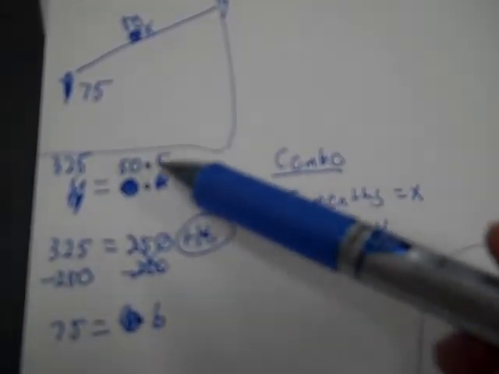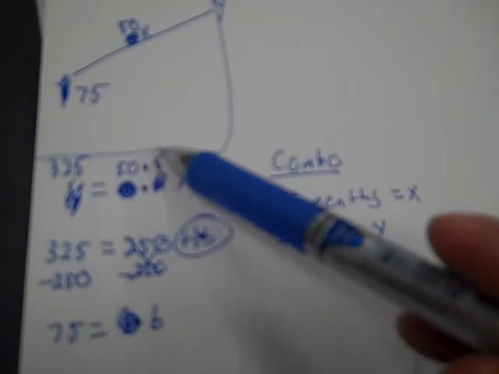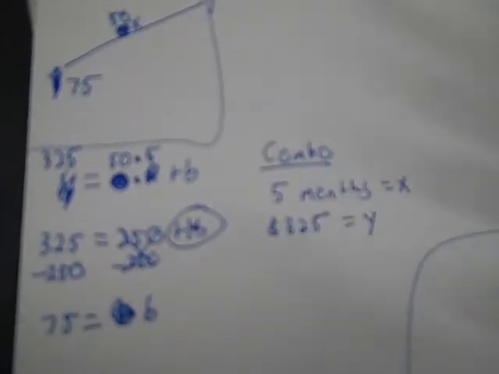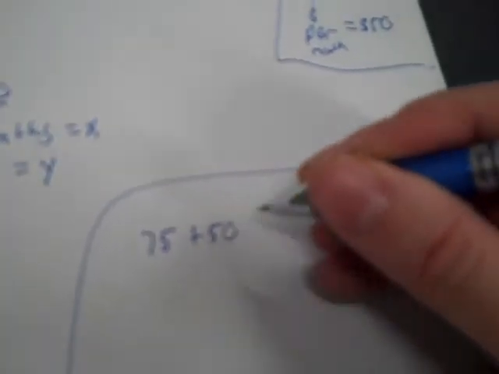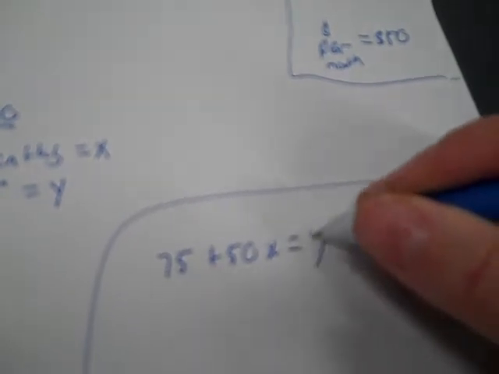And then the combo, you've got to look for 2 of each unit in the same sentence, goes in for x and y. Then you times. And then whatever you get when you times, you add or subtract, depending on if it's negative or positive. All right, so now I can write the equation. 75 plus 50x equals y.